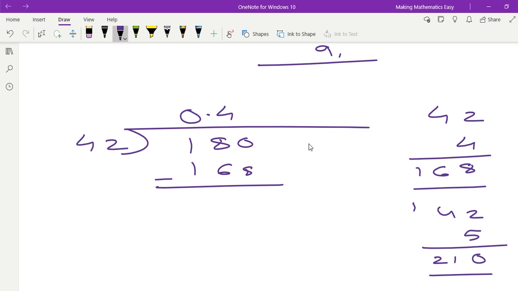So 0 minus 8 we cannot do, so we need to borrow 1 from here. So this will become 7 and this will be 10. So 10 minus 8 is 2, 7 minus 6 is 1. So this has become 12 now. So we can take 1 0 over here.